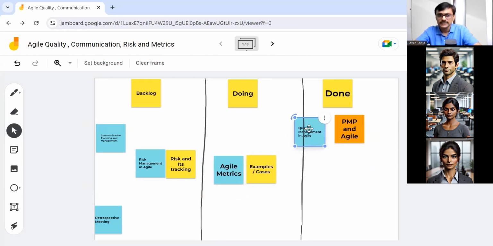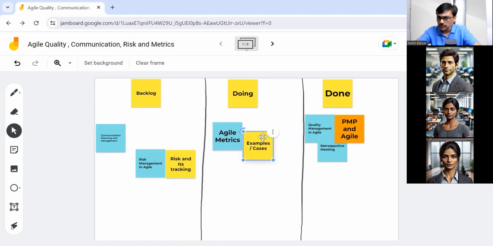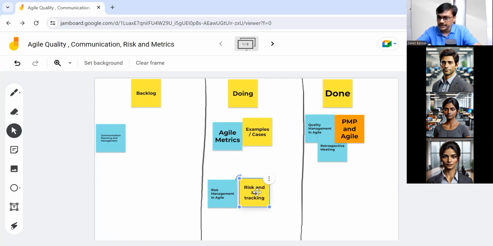Quality, we have taken care of. Communication, all the meetings, is a relatively simple topic; we are already doing it. Retrospective I briefly explained, and more detail about retrospective can be found in that particular book. So I want to focus more on Agile metrics and some conversation on how we can possibly do risk-related activities in the Agile world.